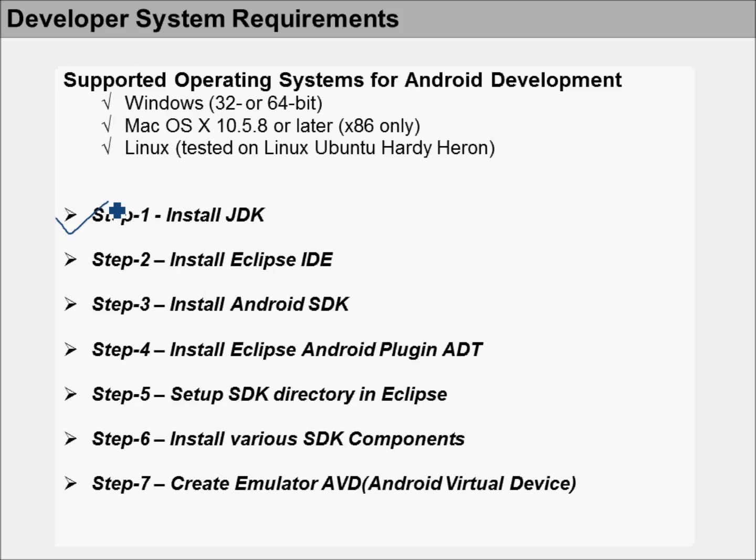If you already have it, don't worry about it. Second, install Eclipse. If you have it, that's okay. You can skip that step. Next is install the Android SDK. We'll see how to do that. Next is install the Eclipse Android plugin, which is also called the Android Development Tools plugin, ADT. ADT means Android Development Tools.